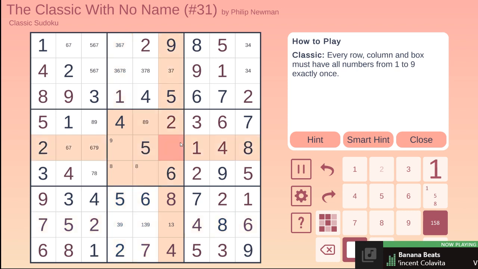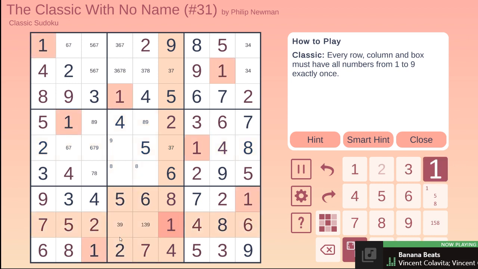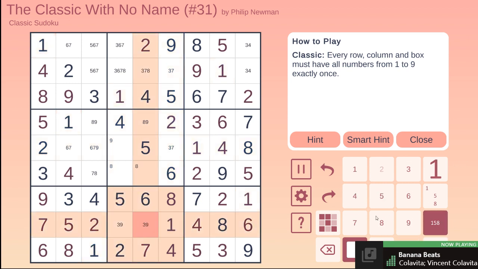Well, this has to be a 1, a 3, or a 7. It can't be a 1, so this is a 3 or a 7. Thus making this a 3-7 pair, and this definitely a 1. Which means this is a 3-9 pair. Good. Very good.